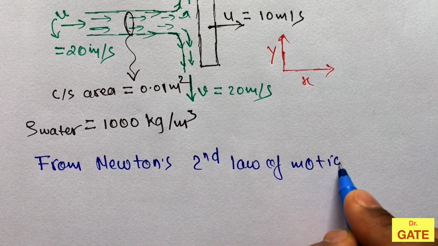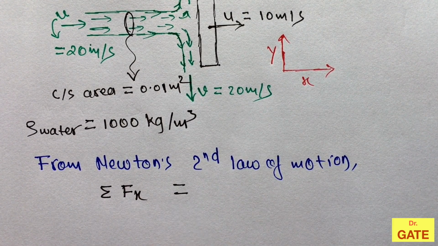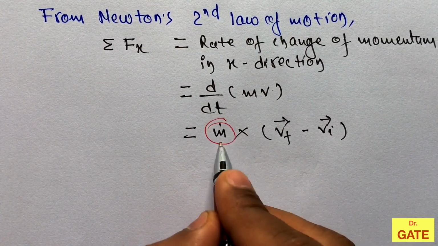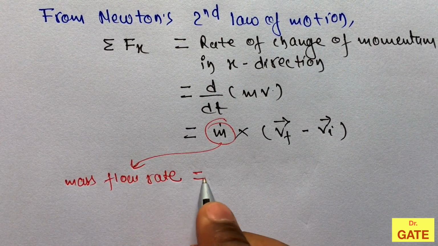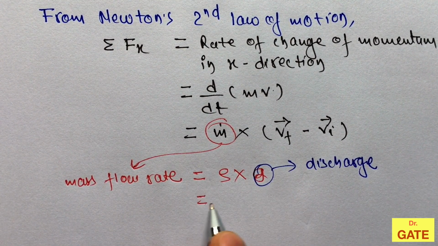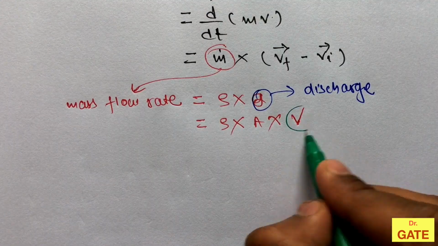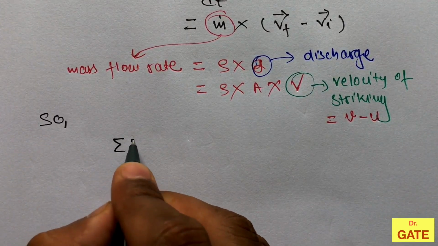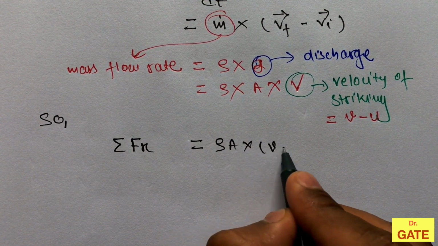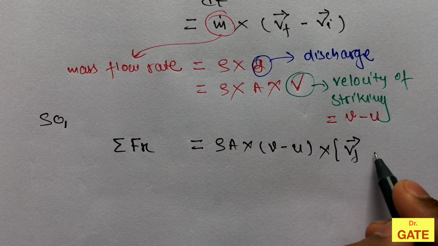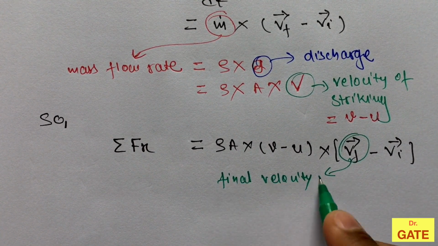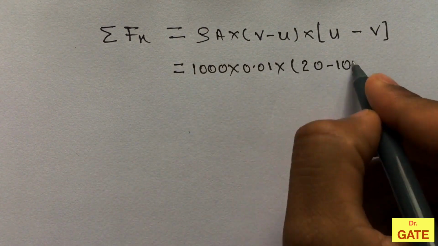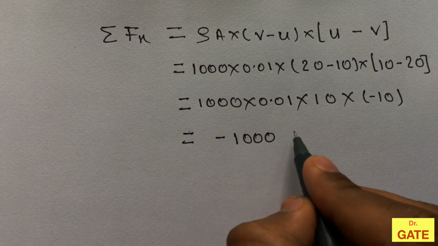From Newton's second law of motion, summation of force in x direction is the rate of change of momentum in x direction, where m dot is the mass flow rate, which is equal to the density into discharge, and discharge is area into v, where v is the velocity of striking, which is equal to v minus u. So summation of force in x direction is rho A into (v minus u) into (final velocity vector minus initial velocity vector), where the final velocity vector in x direction is nothing but u. So after putting the values, we will get summation of force in x direction as minus 1000 Newton.